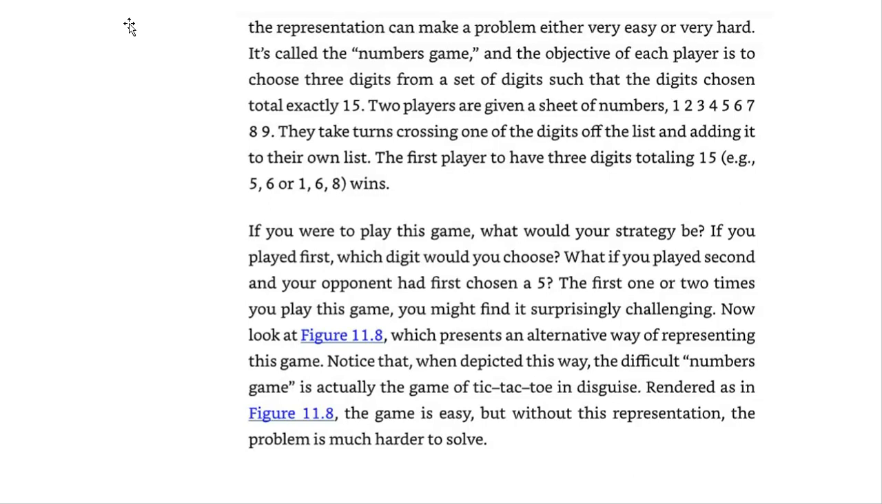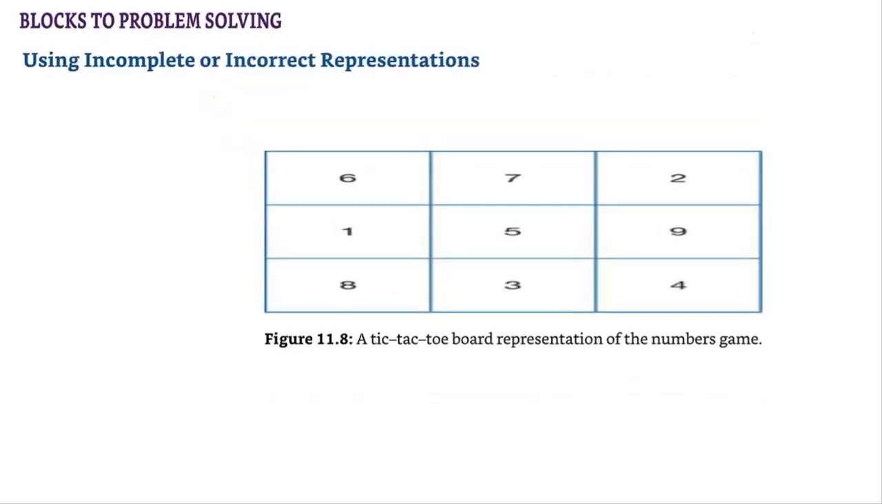If you were to play this game, what would your strategy be? Well, if you played first, which digit would you choose? If you played second and your opponent had first chosen 5, which would you do? The first 1 or 2 times you play this game, you may find it challenging, but then look at figure 11.8, which presents an alternative way of representing the game. So here it is. It's actually tic-tac-toe in disguise.